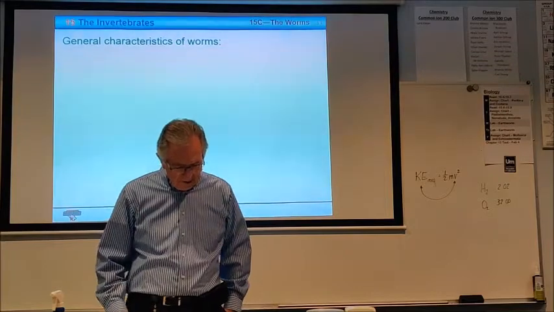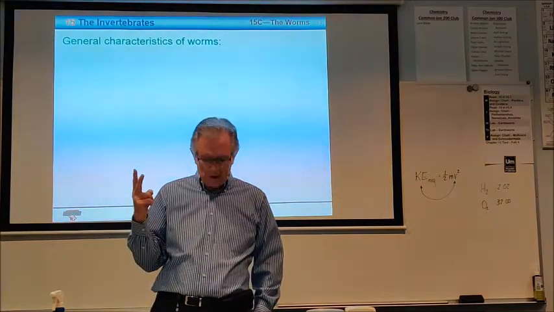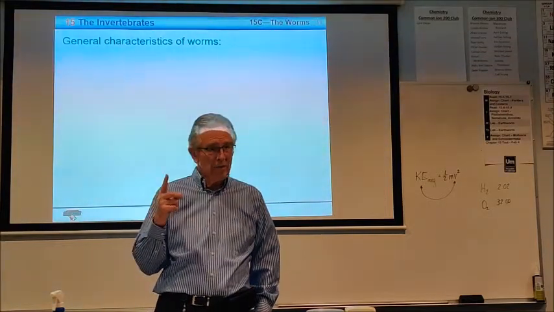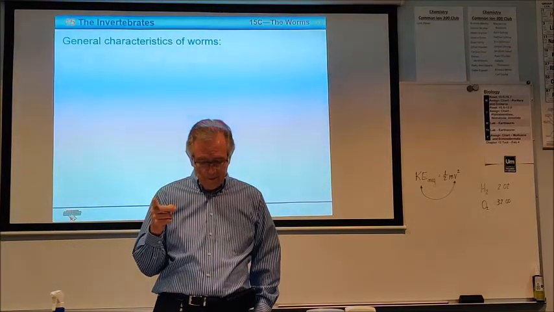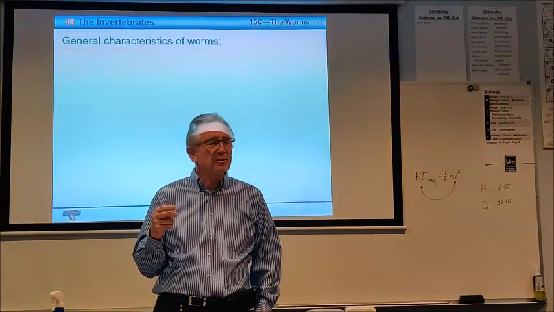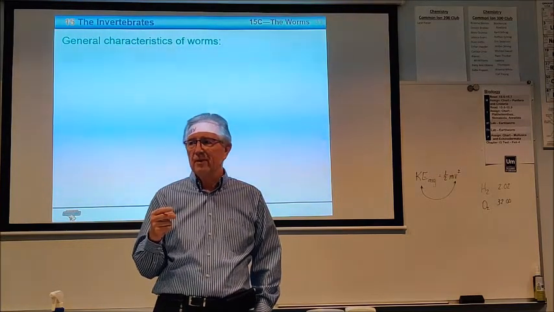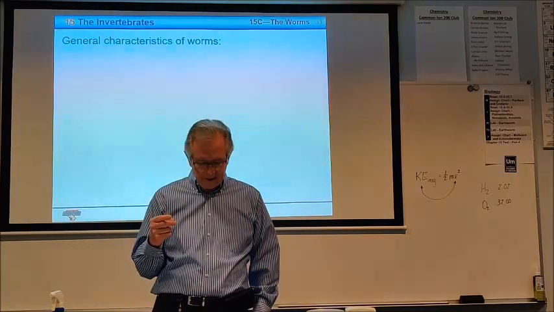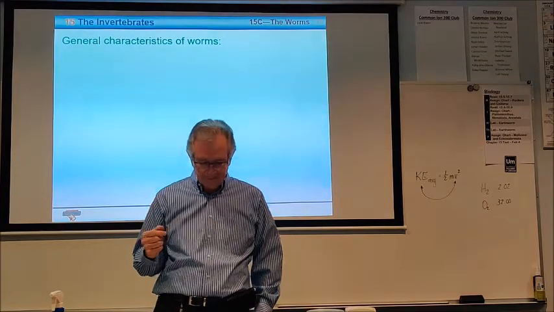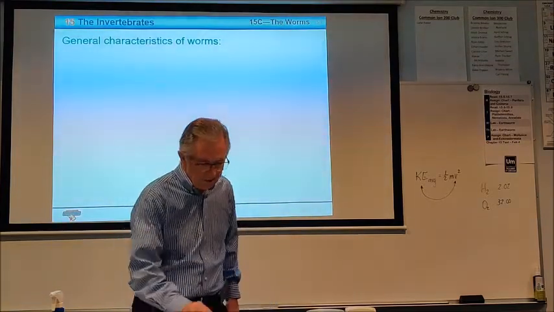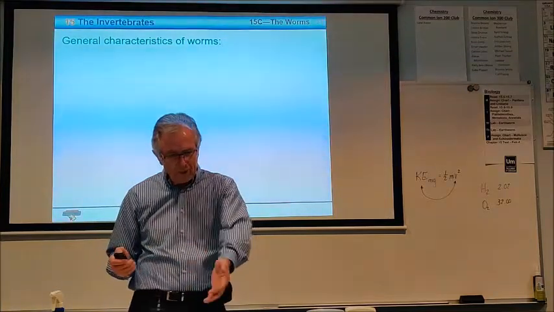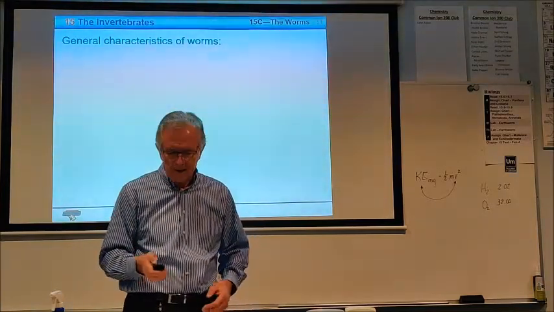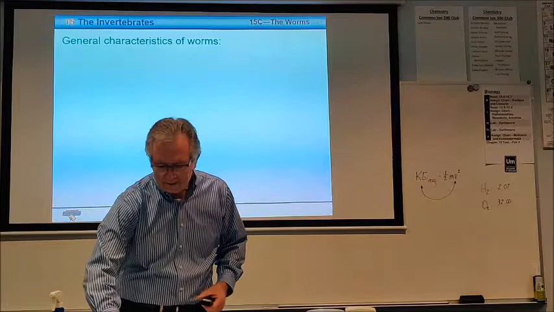And then under annelida, the two examples that we're going to talk about are earthworm, and the other one is leeches. Okay, so let's go through some general characteristics that we'll be able to put in more than one of these categories.